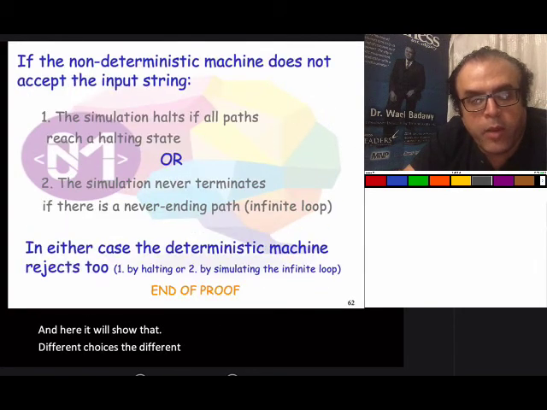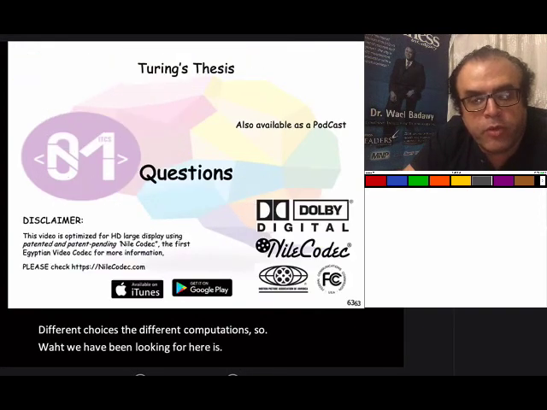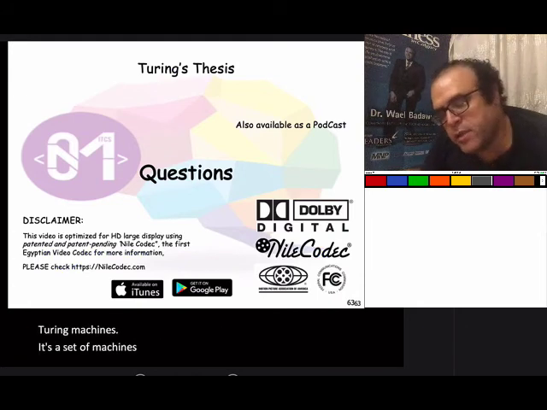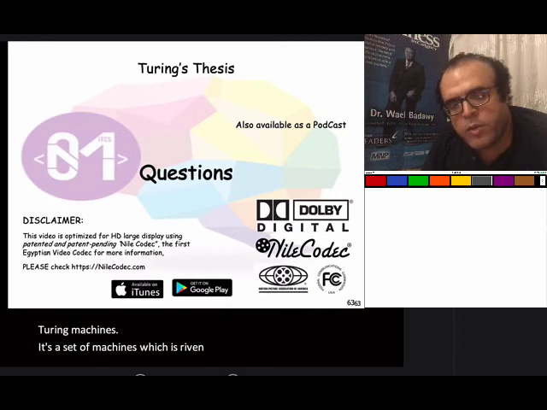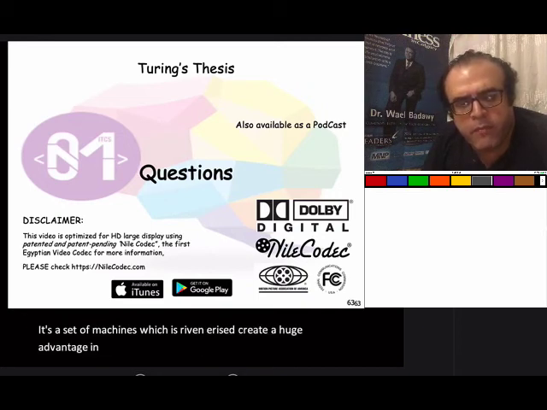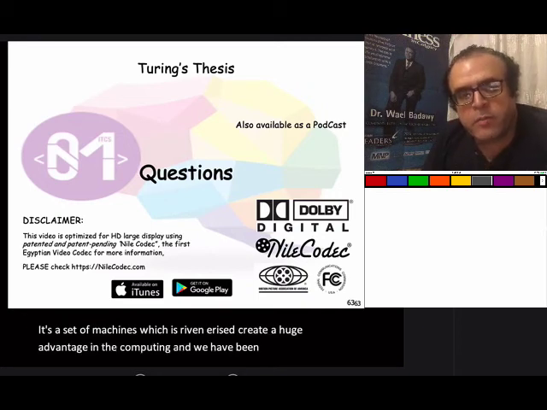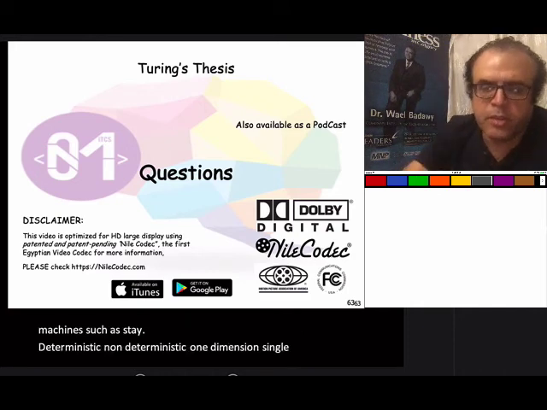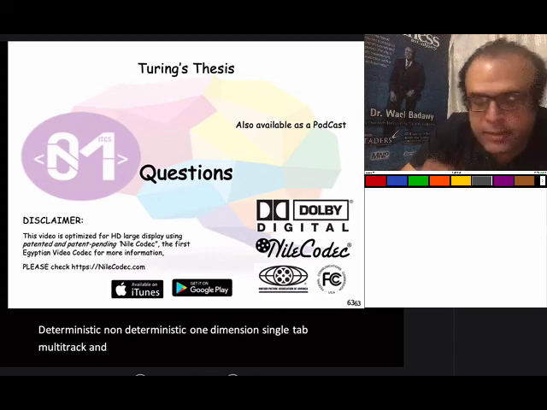So what we have been looking at here is Turing machines. It's a set of machines which revolutionized computing and created a huge advantage, and we have been proving that Turing machines themselves can simulate different machines such as deterministic, non-deterministic, one-dimension, single tape, multi-track, and multi-dimension. As I said, these are straightforward proofs.